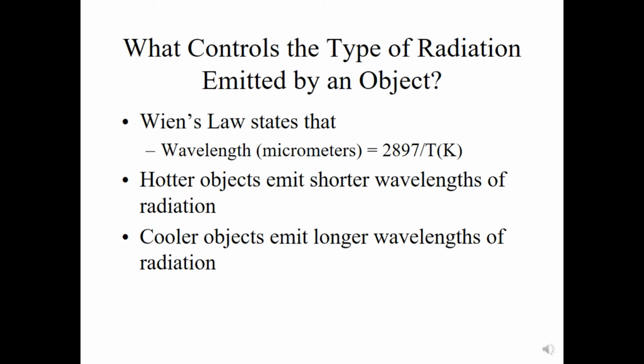So what controls the type of radiation that's emitted by an object? Well, Wien's law basically tells us that the wavelength is dependent upon the temperature. And so hotter objects are emitting shorter wavelengths of radiation, and cooler objects are emitting longer wavelengths of radiation.